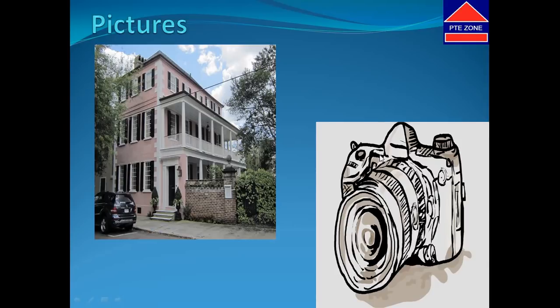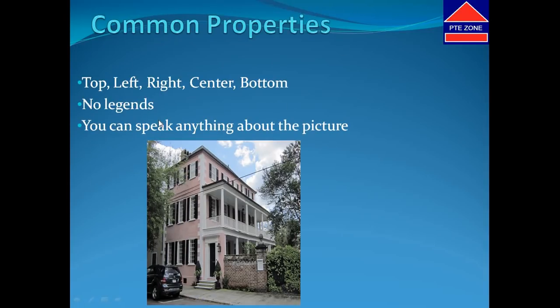As the famous saying goes, a picture is worth 1,000 words. So it's easy to talk about 80 to 85 words about any given picture. Let's go through what are the common properties that every picture would be having. Definitely a picture will not have any legend as we have seen in a map. But there will always be a top section, a bottom section, a left section, a right section, and a center section.